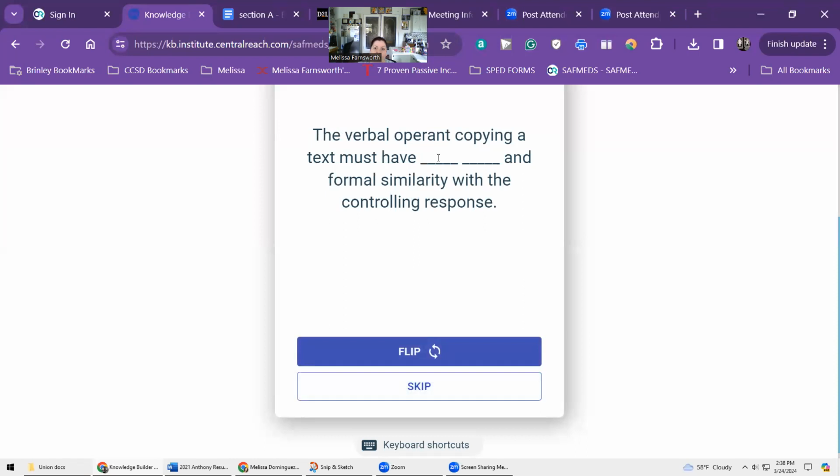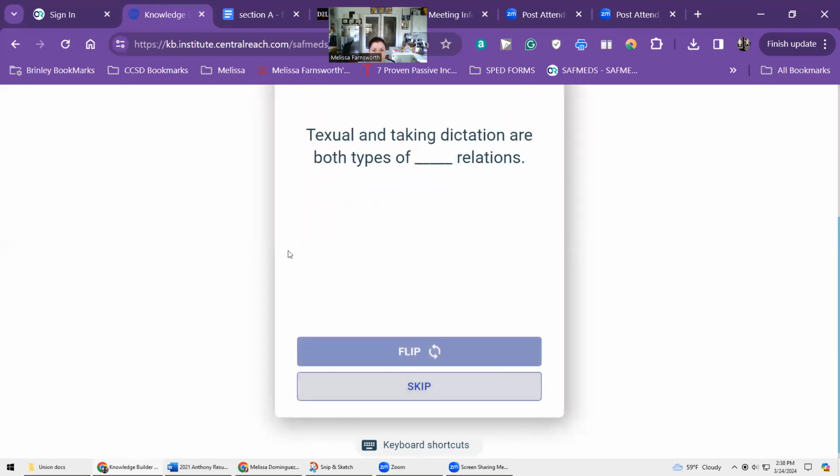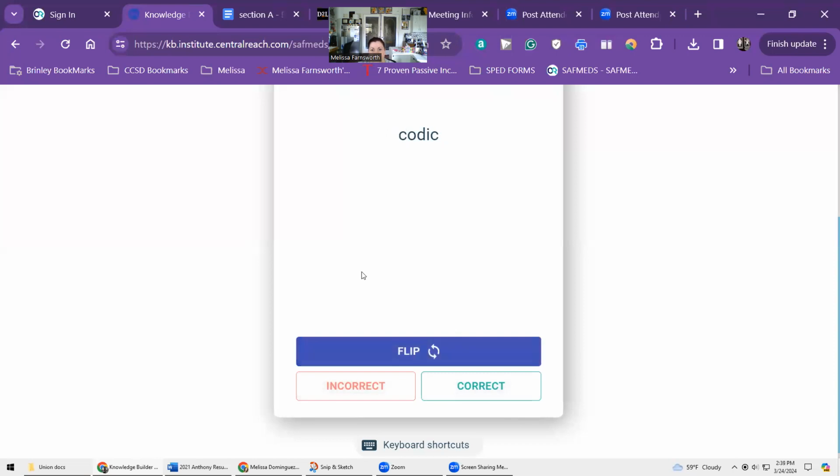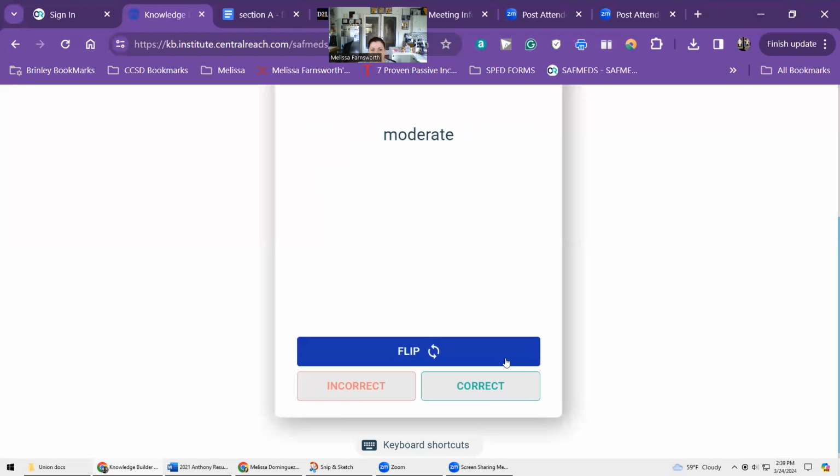The verbal operant copying a text must have point-to-point correspondence and formal similarity with the controlling response. Textual and taking dictation are both types of codic relations. The therapist signs milk and Nia signs milk. Motor imitation, sign language. With a variable interval schedule, low to moderate rates of response are expected.